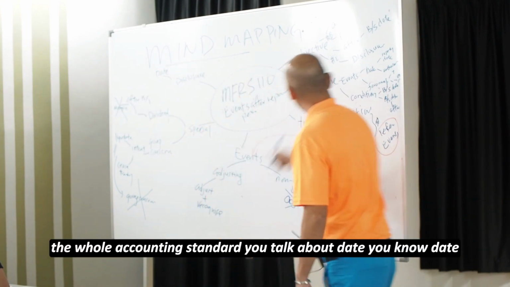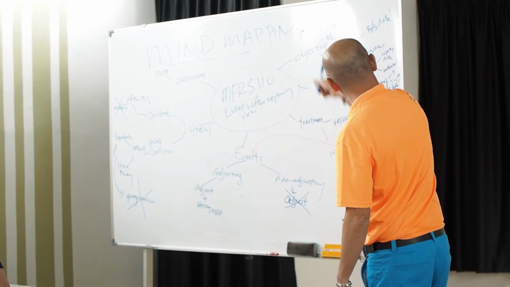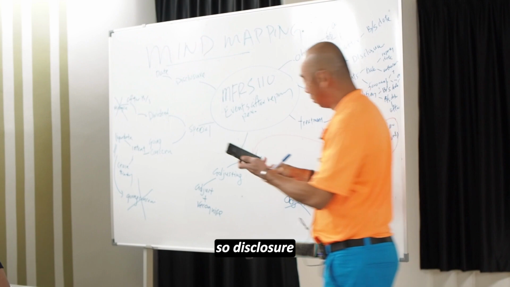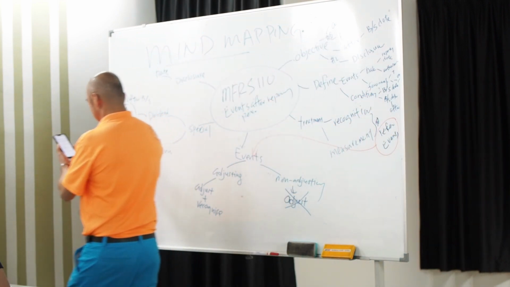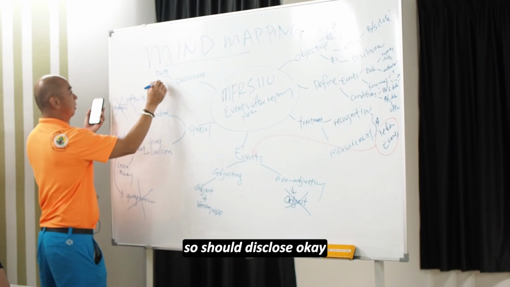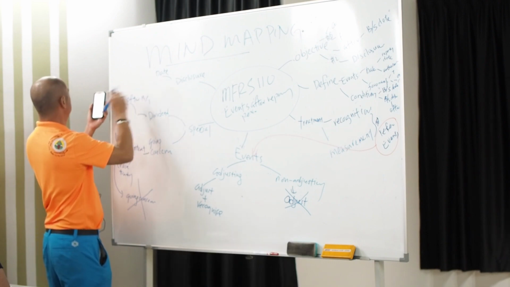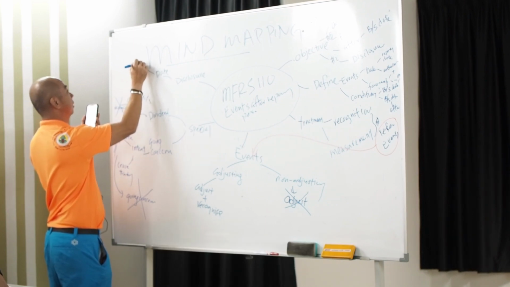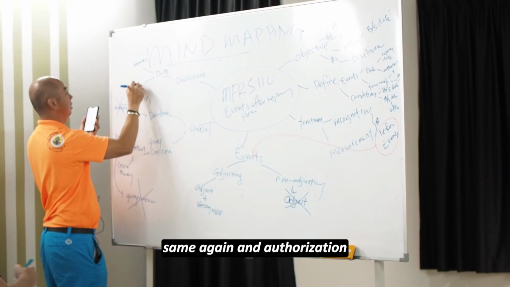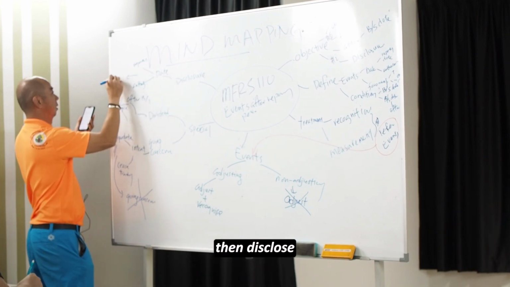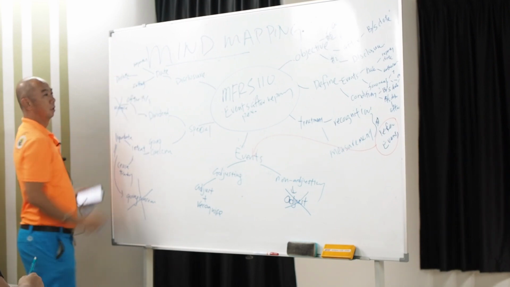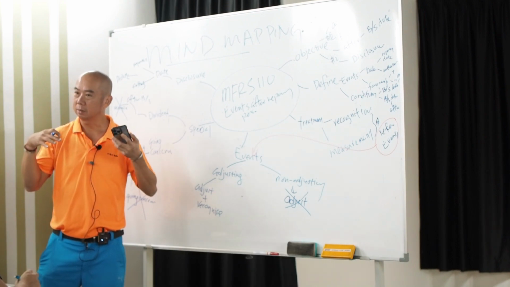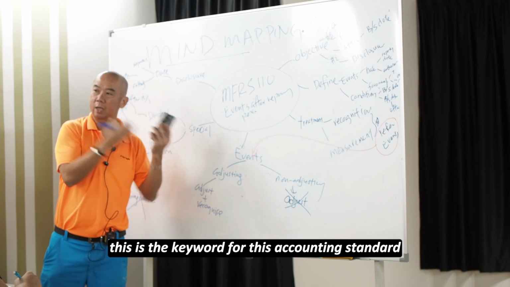Hey, the whole accounting standard, you talk about date. You know, date. Okay, so disclosure. So should disclose, okay? Should disclose when there is a date of reporting, same again, and authorization. Then disclose. Okay, so voila. This is the keyword for this accounting standard.